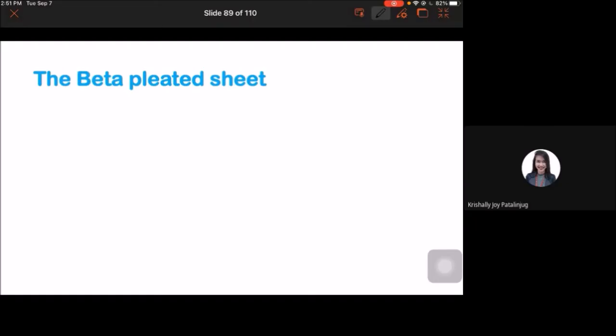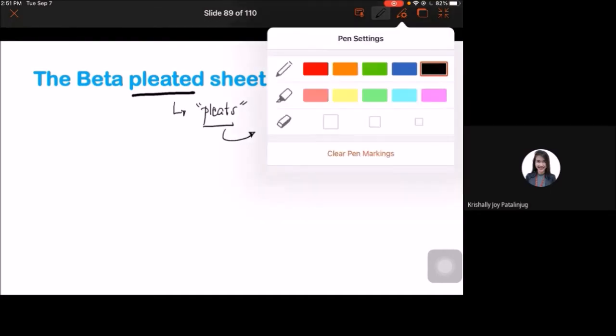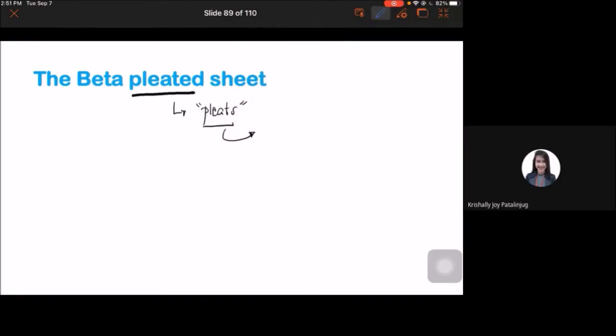Number one, bakit pa siya tinawag na pleated? This is actually related to the term pleats. Familiar ba ang tanan sa term na pleats? Familiar ba sa word na pleats? Pleats has actually something to do or synonymous siya to the word folds.